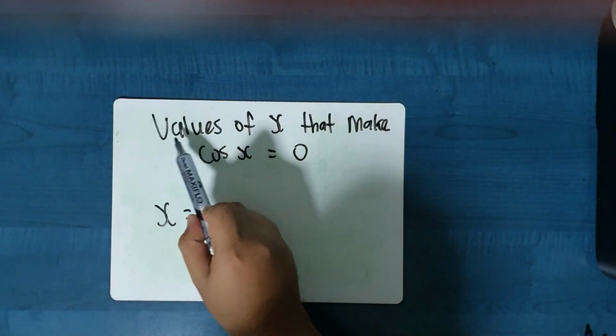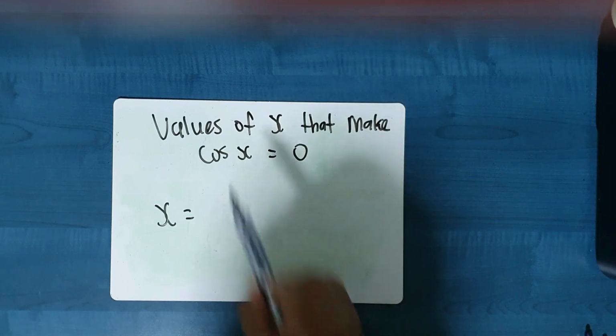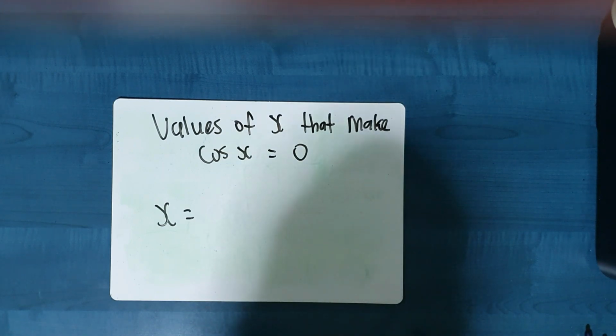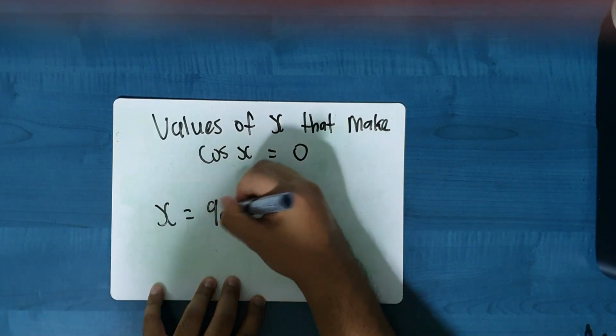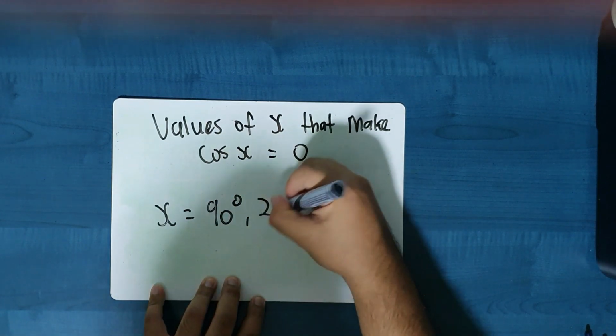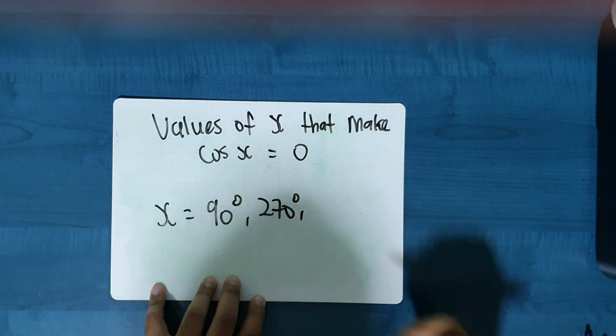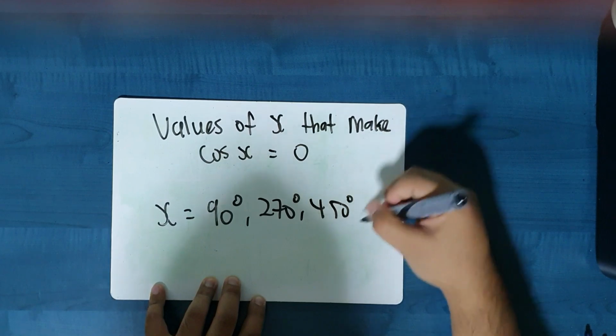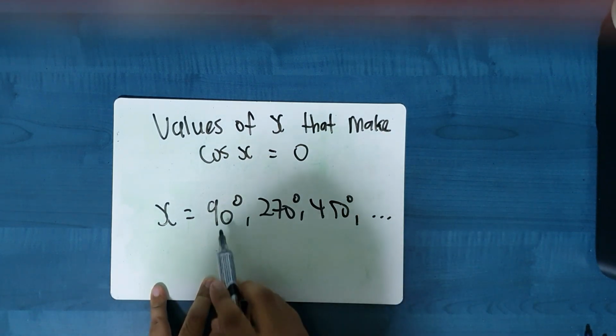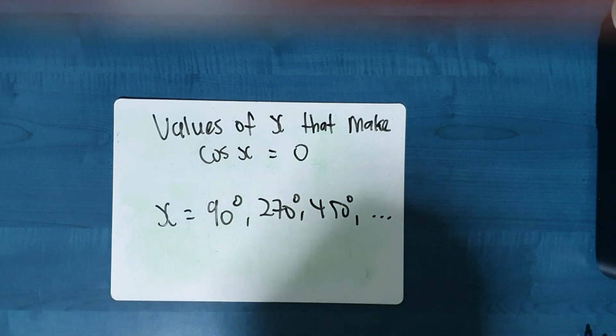Now, what are the values of x that make cosine x equal to 0? They are 90 degrees, 270 degrees, 450 degrees, and so on and so forth, where to get the new numbers, you just add by 180.